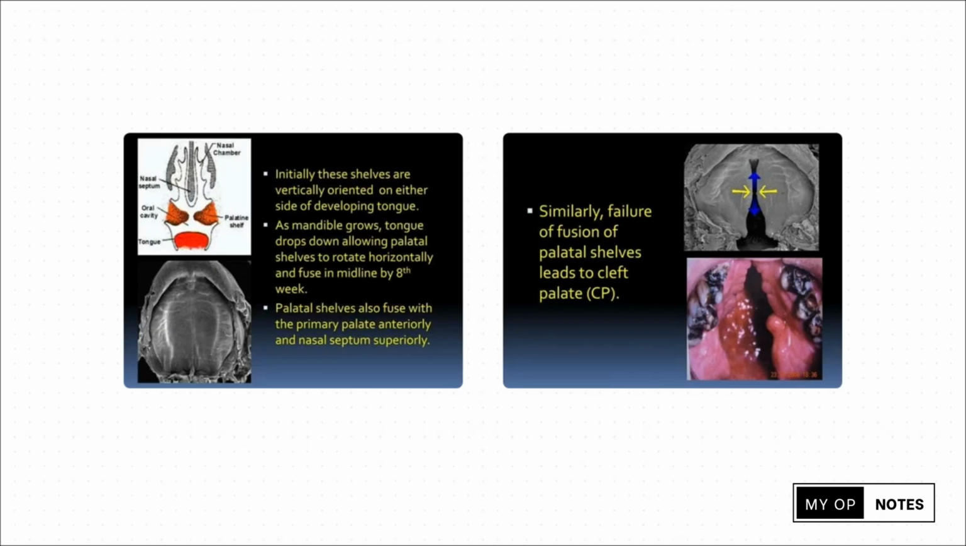And right here, we can actually see that process in action. So on the left, you've got these two palatal shelves. They start out hanging down vertically, one on each side of the tongue. But as the jaw grows, the tongue drops down, and that lets the shelves swing up horizontally and fuse right in the middle, almost like closing a drawbridge, right? But on the right, you can see what happens when that fusion fails. It leaves that gap, or what we call a cleft, in the palate.